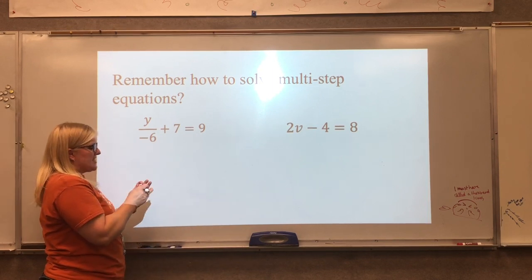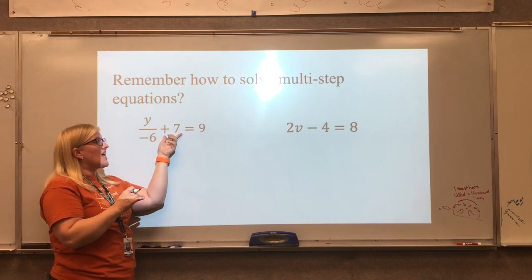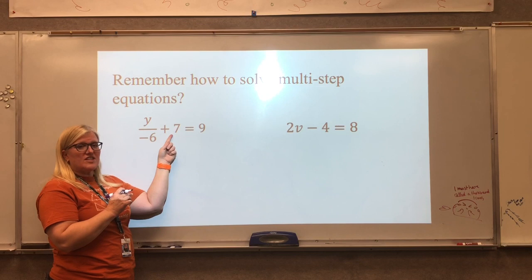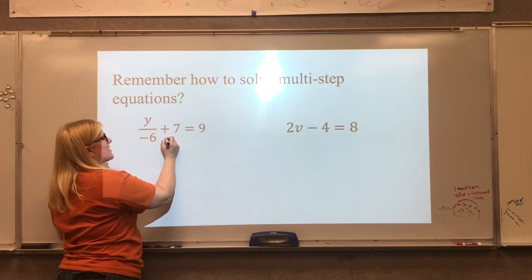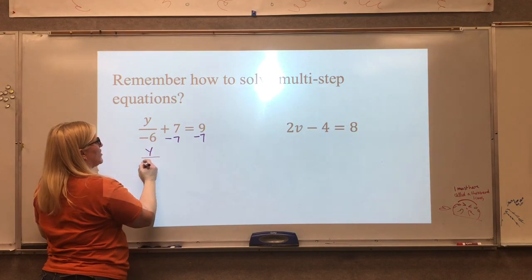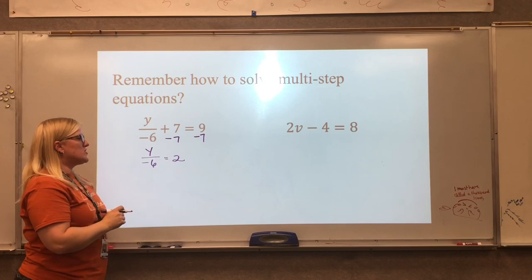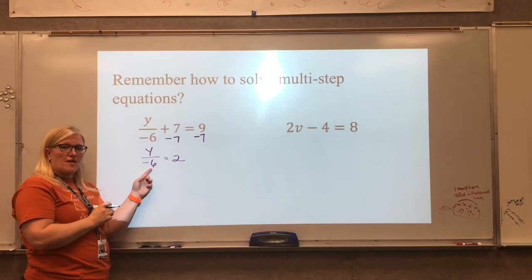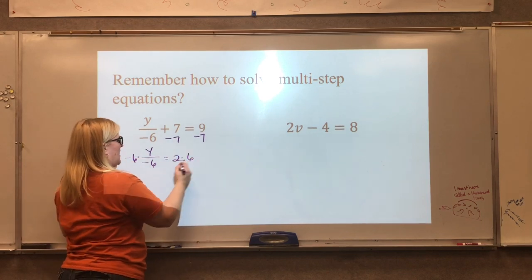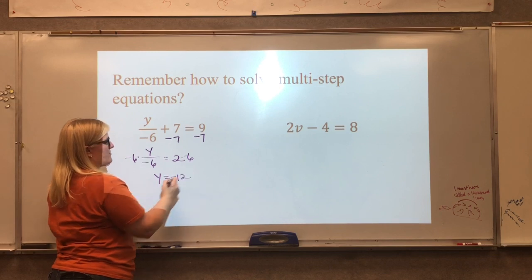We start by isolating the variable. We want to get y by itself. So I'm going to take away the extra terms. The way that I get rid of this 7 is I subtract 7 from both sides. I'm left with y over negative 6 equals 2. So now what do I do? I multiply both sides by negative 6, and I get y equals negative 12.